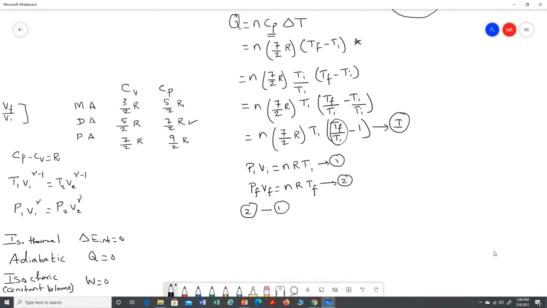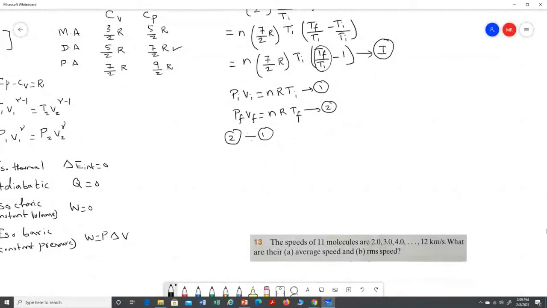If you divide, what will you get? On the left hand side, you will get PF VF divided by PI VI, which is equal to nRTF divided by nRTI.